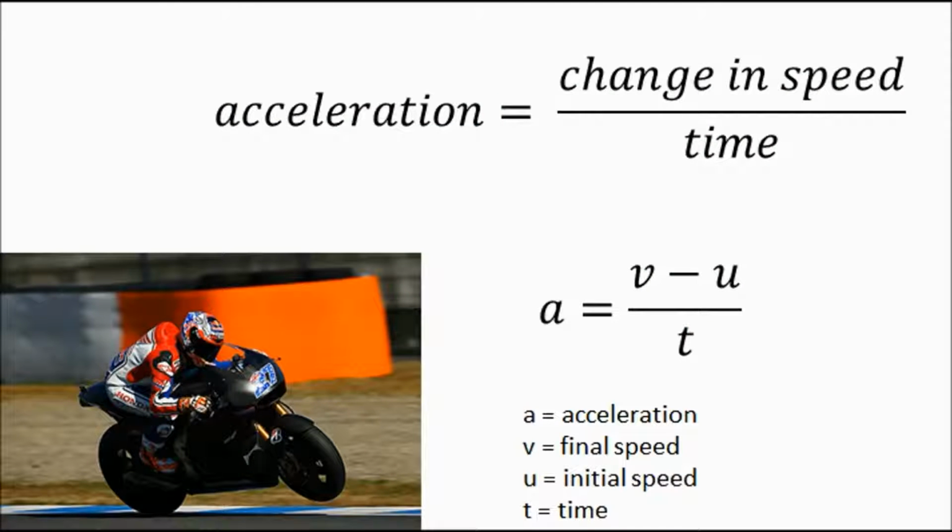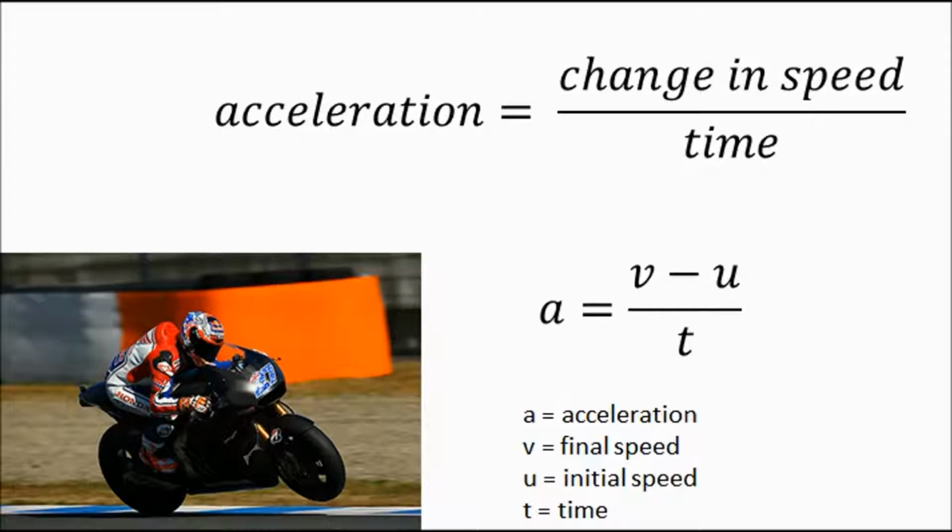Now the first is change in speed over time. Now you can write this using symbols as well. A equals v minus u over t. A is acceleration, v is your final speed, u is your initial speed, and t is your time. So if you said my car does 0 to 100 in 10 seconds, then the 0 to 100, that's v, your final speed was 100, u, your initial speed was 0, and your time was 10 seconds.